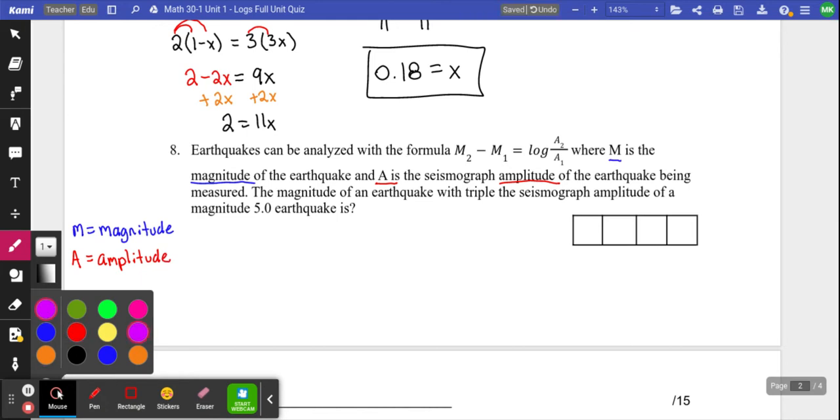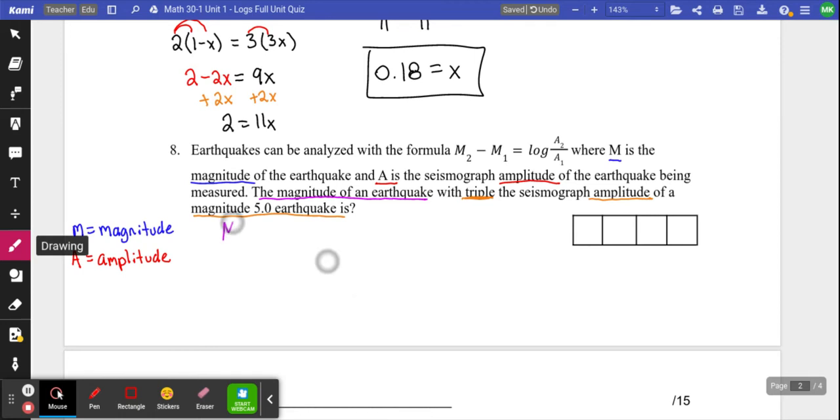Perfect. Now, the question in these word problems is usually at the end. So, the magnitude of an earthquake. I'm looking for a magnitude with triple the amplitude of a magnitude 5 earthquake is. So, things they gave you. You're looking for a magnitude. They gave you a magnitude. The one I'm looking for, I'm going to call M2.